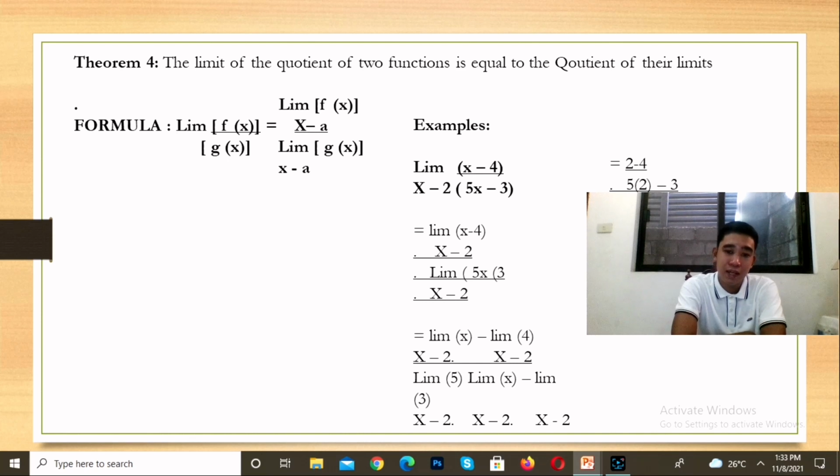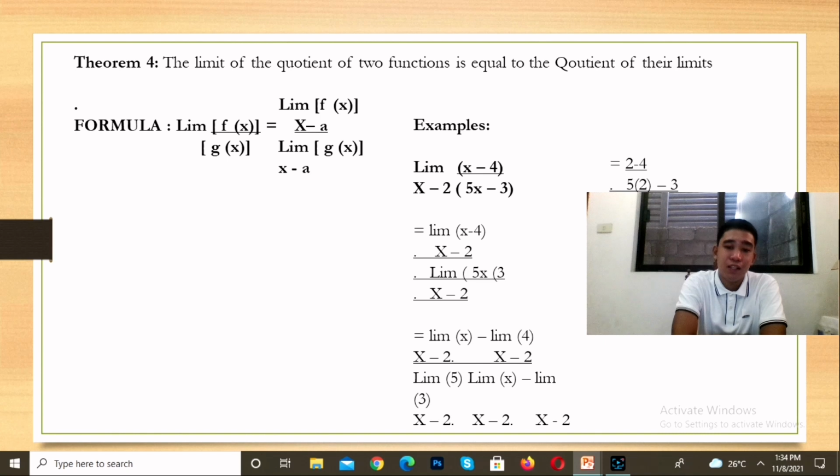Example: the limit as x approaches 2 of (x minus 4) over (5x minus 3). This equals the limit of x minus 4 over the limit of 5x minus 3, as x approaches 2. Separate them: limit of x minus limit of 4, as x approaches 2, over limit of 5 times limit of x minus limit of 3.